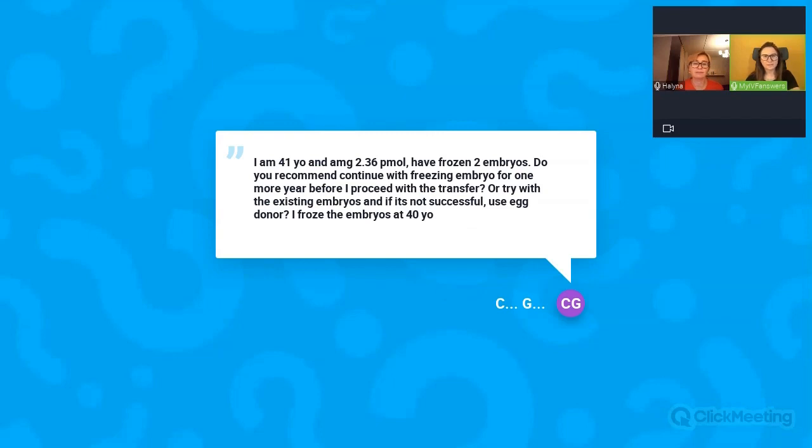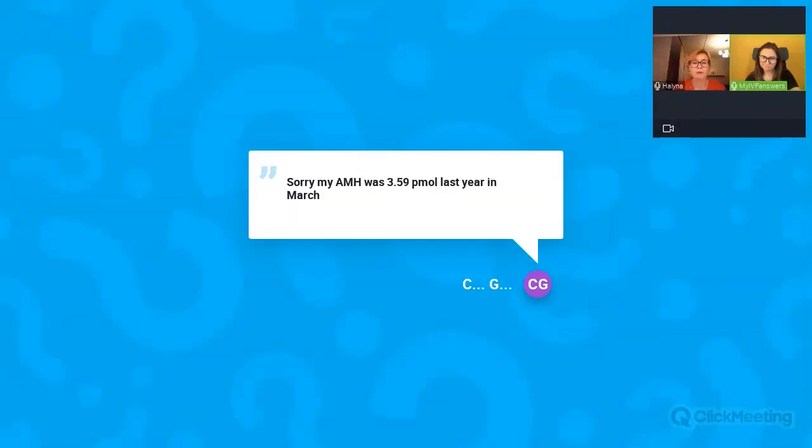I am 41, AMH 2.36 picomoles, have frozen 2 embryos. Do you recommend to continue with freezing embryos for 1 more year before I proceed with the transfer, or try with the existing embryos, and if it's not successful, use an egg donor? I froze the embryos at 40 years old. My AMH was 3.59 last year in March. This is the additional information.